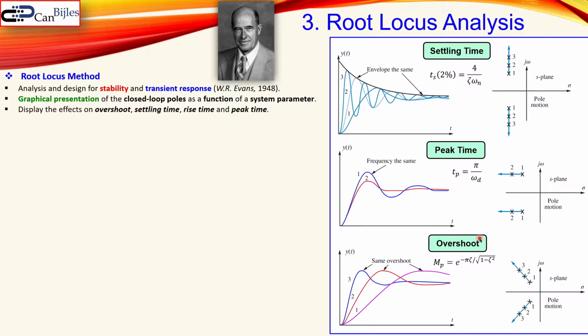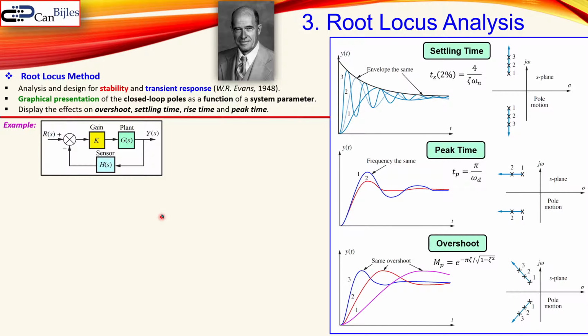And the overshoot, you can see that here, if you stay on this line, that means your zeta will be constant, even though your poles are moving. That means your overshoot will not change. And you can see here the blue, the red and the pink. Each of them has exactly the same overshoot, but they are of course in different shape, but the Mp will be the same. Okay, let's see an example, because I think it is much easier to follow what's going on.